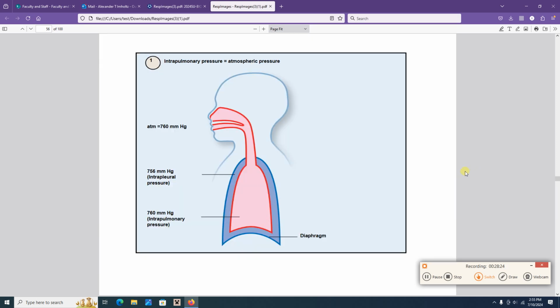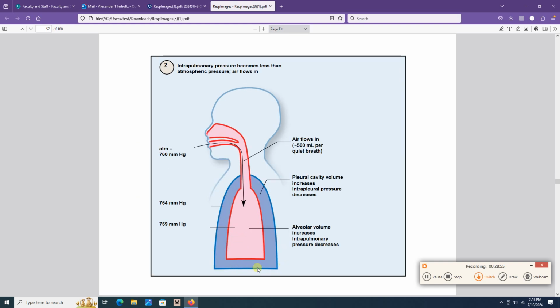Now, in this situation here, atmospheric pressure is 760. Intrapulmonary is 760. So they're equal. So no air is going in, no air is going out. And of course, my pleural cavity pressure, 756, is less than that 760. That keeps my lungs from collapsing. Now notice the diaphragm here is relaxed, curved upward. When the diaphragm contracts, it goes down. So thoracic volume and lung volume increased, which means lung pressure went down. Lung pressure is now 759. Atmospheric is 760. So air is going to go in. Notice that when my diaphragm contracted, my pleural cavity pressure got lower as well, but it's still less than intrapulmonary, so the lungs don't collapse.